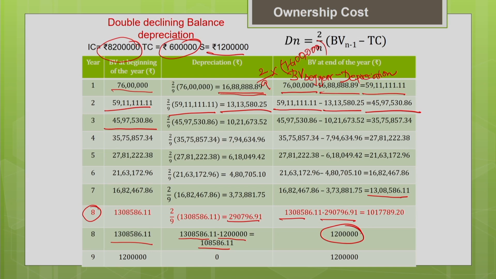Now for the 9th year, the depreciation will be 0 because I cannot depreciate further. I have already reached the salvage value. That is why depreciation is 0. So finally you can see at the end of the 9th year your salvage value is 12 lakh as estimated earlier. So this is how we estimate the depreciation using the double declining balance method.